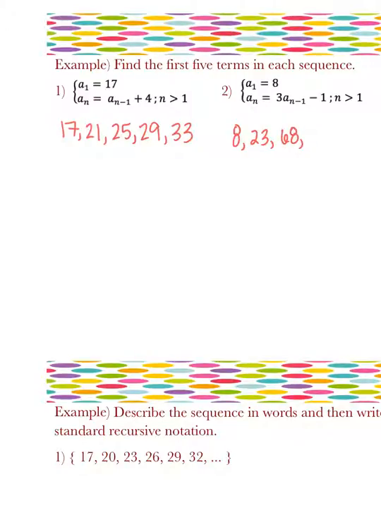For the fourth term, I'm taking 68 times 3, and that's 204. Then I subtract 1, and I get a 203. And then for my fifth term, I take 203 times 3, that's 612, subtract the 1, and that's 611. So now I've done the first 5 terms in each of these recursive sequences.